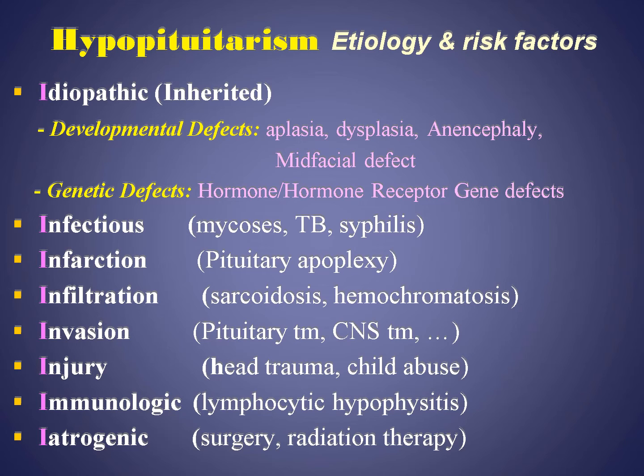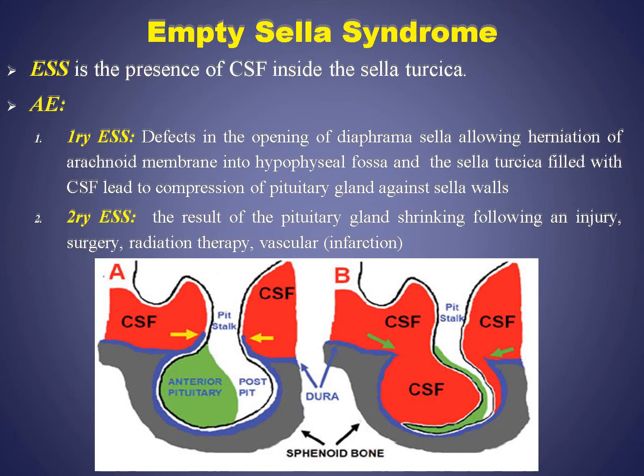CNS tumors. We have a very important term called empty sella syndrome. Empty sella syndrome is an MRI term, resulting from an MRI study of the pituitary gland and pituitary fossa. We find that the pituitary fossa is empty of pituitary imaging and is replaced by CSF. So the presence of CSF in the sella turcica or pituitary fossa is called empty sella syndrome.